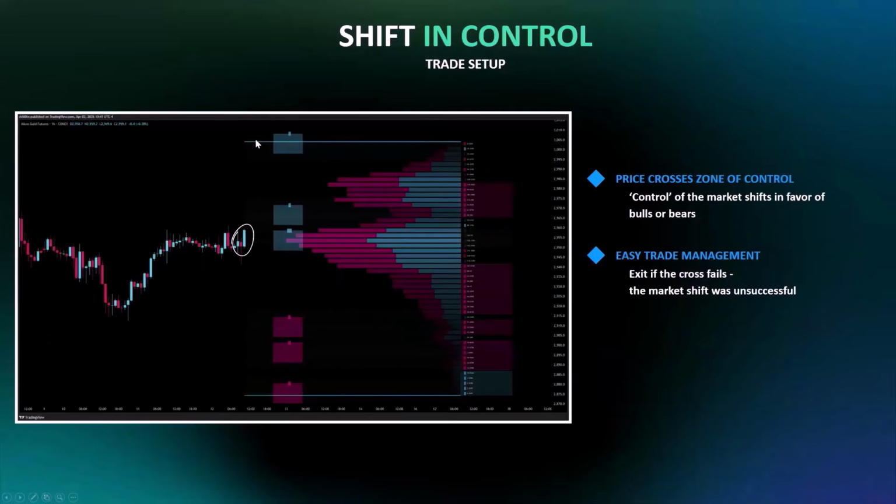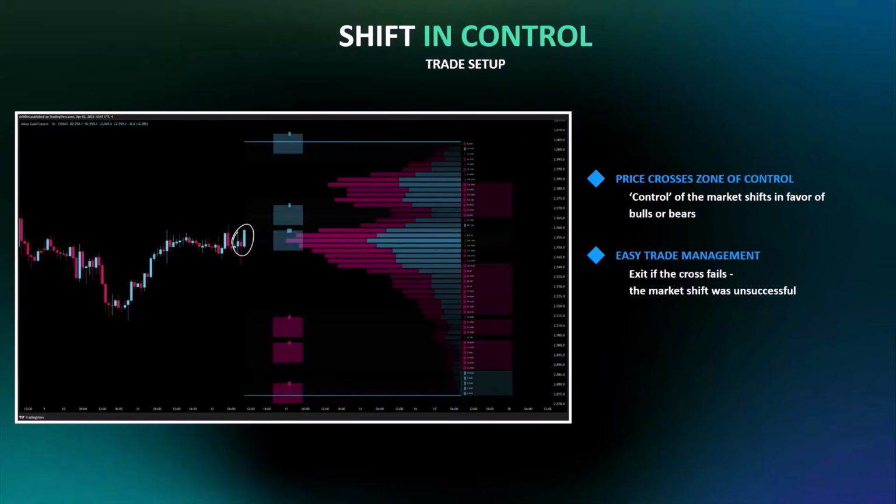a trade setup we like a lot, or I like a lot especially, is a shift in control. Basically, what this means is price crosses that area. So we saw that example on MNQ on the 30-minute where price flew up to the zone, didn't really cross it, or actually didn't even reach the center, then got rejected. So that wouldn't be this case.